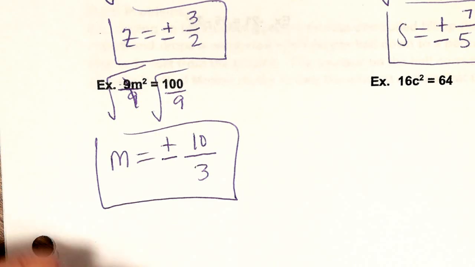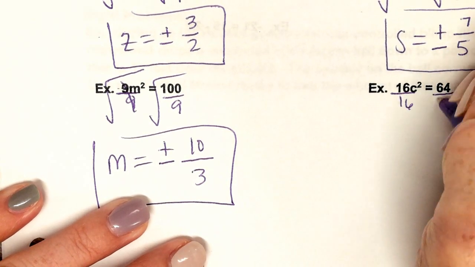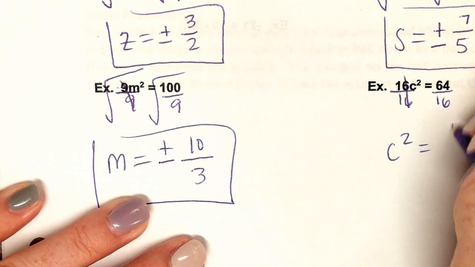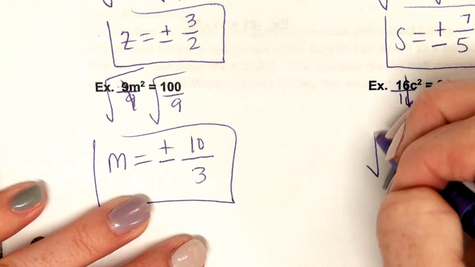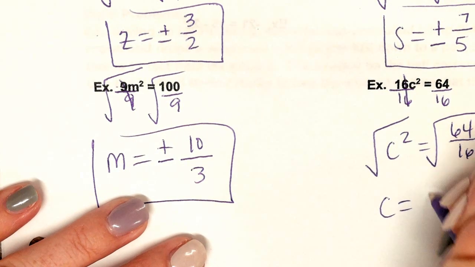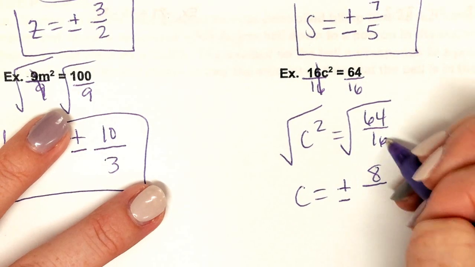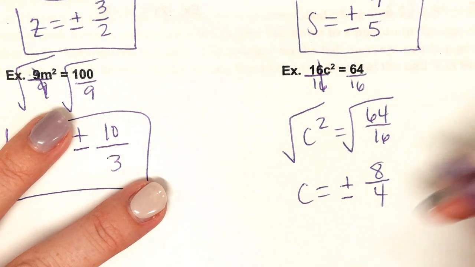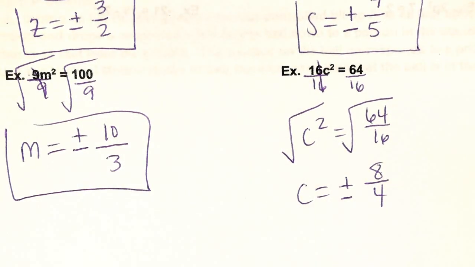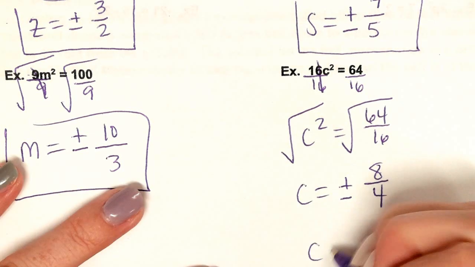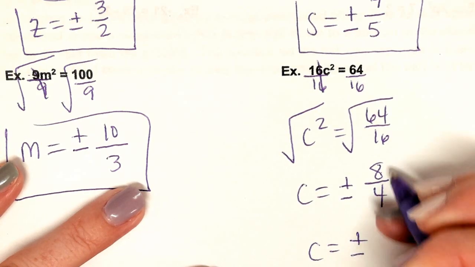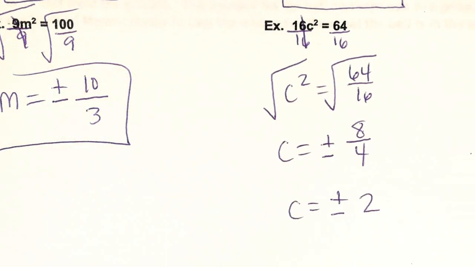Are we good? All right, this next one I would divide by 16. So I have c squared equals 64 over 16. I would square root both sides, and I'm left with c equals the positive and negative version of, what's the square root of 64? 8. What's the square root of 16? 4. Now, can I simplify 8/4? What is 8/4? 2. So I have c is equal to the positive and negative 2. So it touches the x-axis at positive 2, and it touches the x-axis at negative 2.